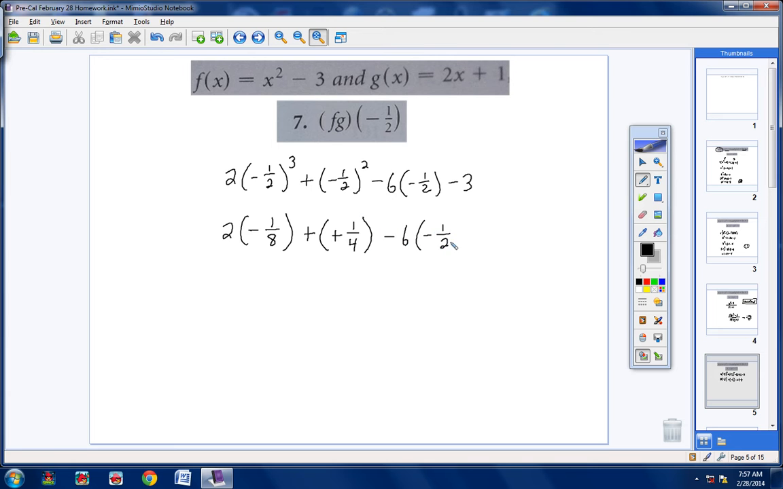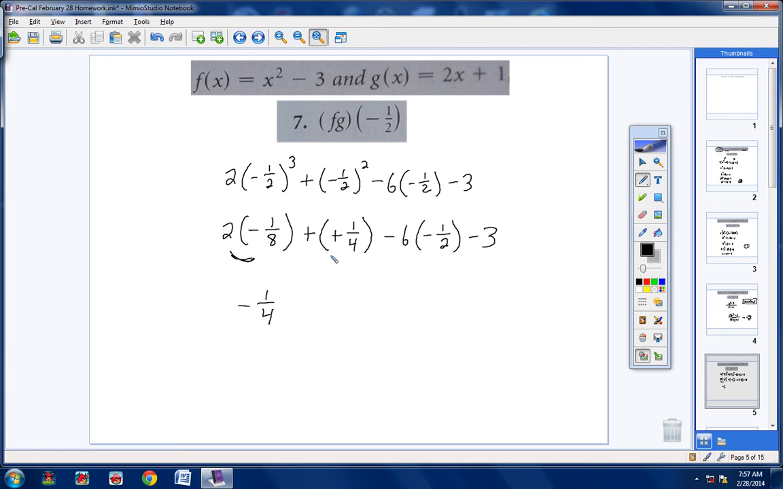I simplified my powers. Now, a lot of students say, Mr. Earhart, why did you keep parentheses here after you did the powers? Well, I kept my parentheses here because there was a plus sign on the outside. And I kept my parentheses here because there was a 2 on the outside. So I want to make sure I'm doing this step by step and not leaving anything out. Now I can multiply. A positive 2 times a negative 1/8 is a negative 1/4.